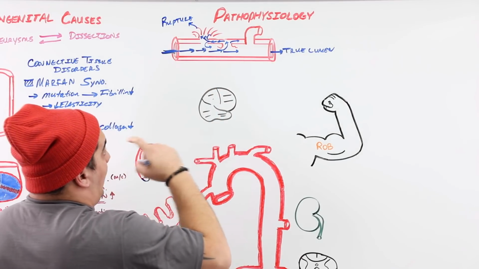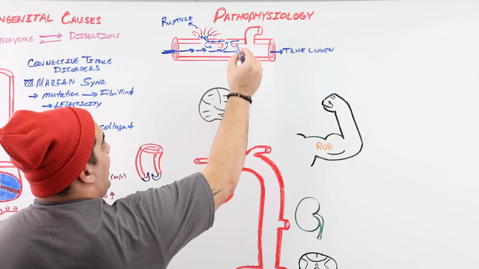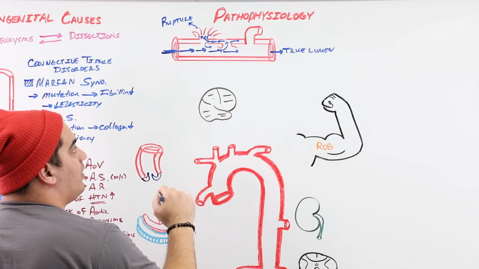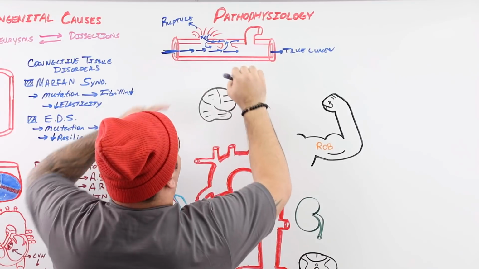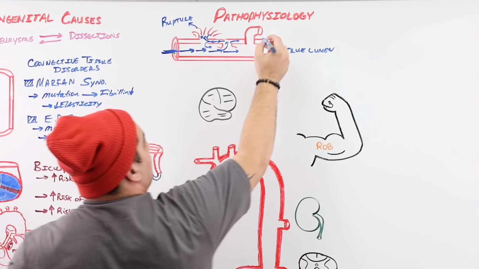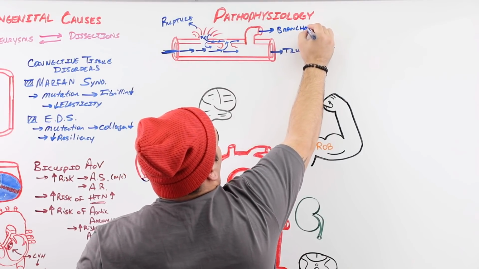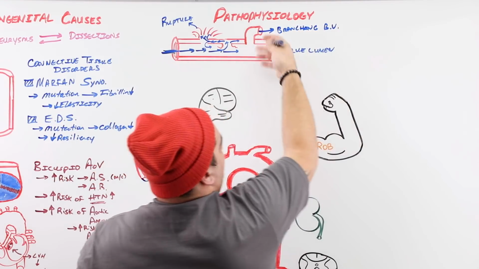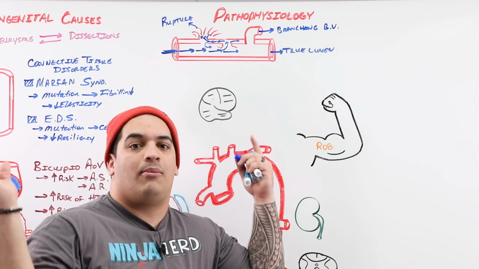The second thing that can happen here, so we have the first one is you can actually enter back into the true lumen. You can actually cause a rupture. What's the third thing that can happen? The third thing that can happen is it can track down, again, between the intima and the media. And let's see here you have a branching vessel. So here's what's called a branching blood vessel. Maybe this is going to the kidney. Maybe it's going to the heart. Maybe it's going to the spleen. Who knows? It's going somewhere.